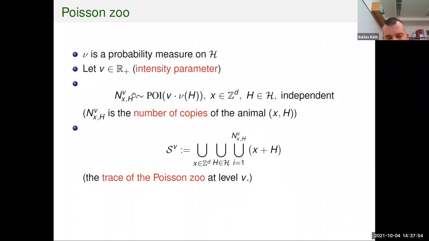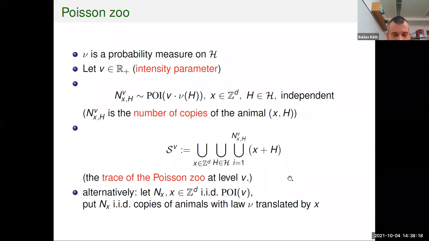So the only thing that matters about these Poisson random variables is whether they are zero or not. Nevertheless, it's nicer to think about Poisson point processes, as you will later see. And this S of V is what we call the trace of the Poisson zoo at level V. And if you don't like this definition, then you can alternatively define the same model as follows.